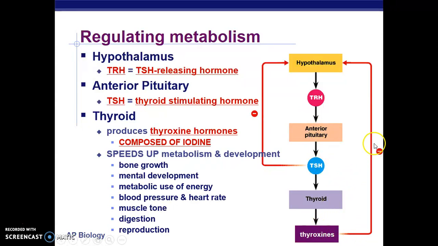This negative feedback loop is important because it prevents too much thyroxine from being produced, right? Because if you produce too much thyroxine, then your metabolic rate is going to be really high. You're going to produce a lot of heat, and you're also not going to be able to store any food. You're just going to be doing your chemical reactions really, really fast. So this negative feedback loop, where thyroxine feeds back and inhibits the hypothalamus from producing any more TRH, prevents overproduction of thyroxine, and therefore it also prevents too great an increase of metabolic rate.